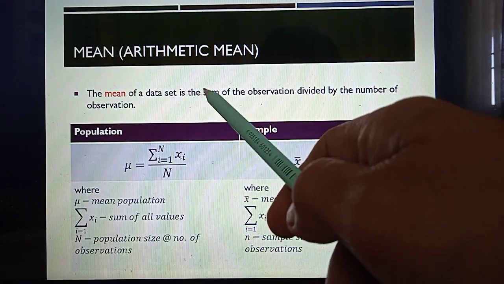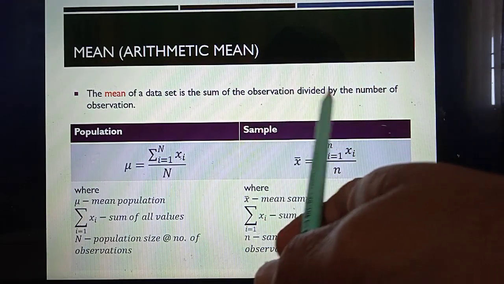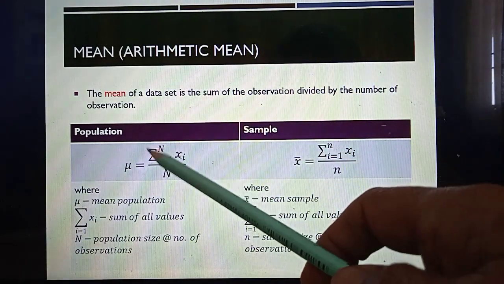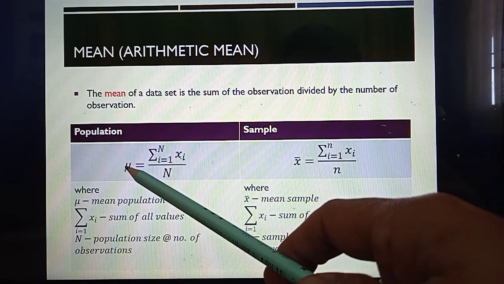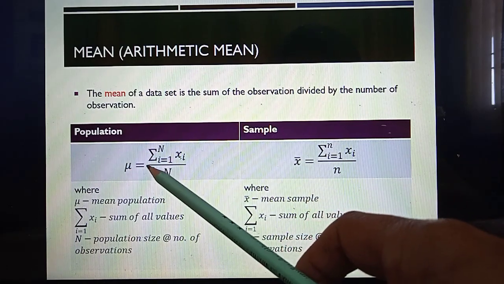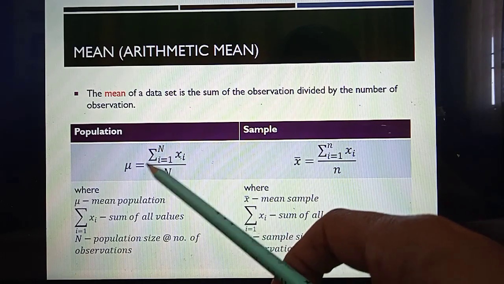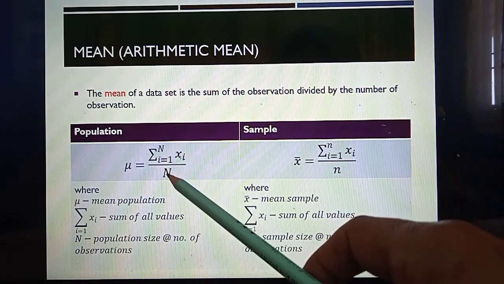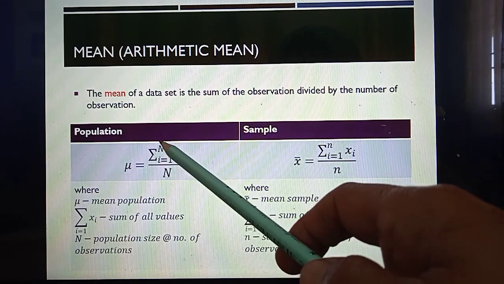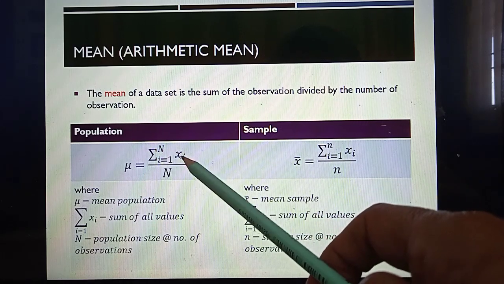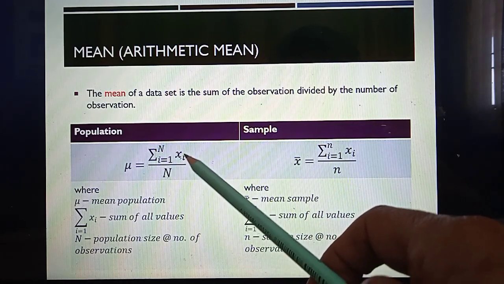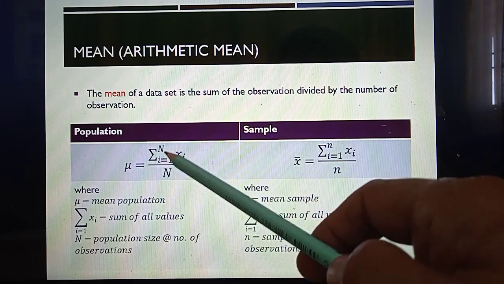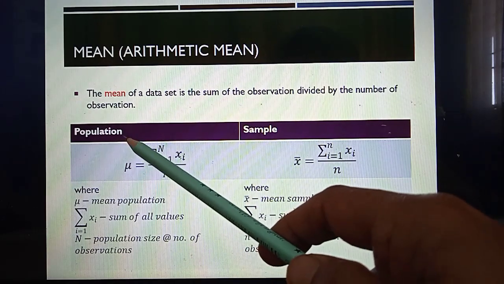Okay, the mean of a data set is the sum of the observations divided by the number of observations. So this is how we calculate the mean. From the population, the symbol used is mu. So the calculation of the mean is the total. This sigma symbol means total, starting from data 1, i equals 1, until the last data, which is the size of the sample. Xi means data number 1 plus data number 2 plus data number 3 and so on. So we will use this formula to find the mean for the population.